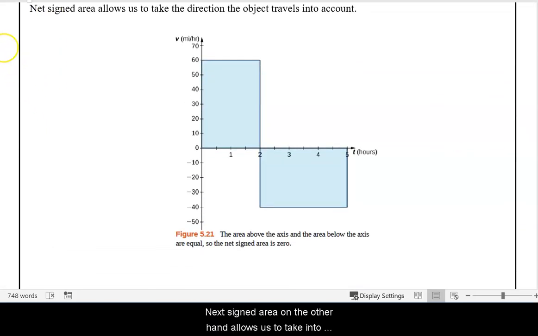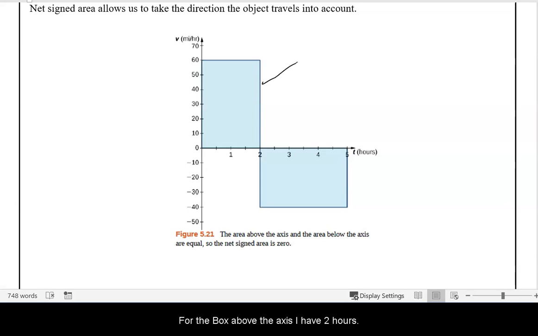Net signed area, on the other hand, allows us to take into account the direction that the object is traveling. Is the object traveling north or is the object traveling south? The area above the axis and the area below the axis in this particular drawing are equal. The net signed area would be 0. What do you suppose that would mean in the context of a velocity versus time graph? Let's ensure that in fact these areas are 0.